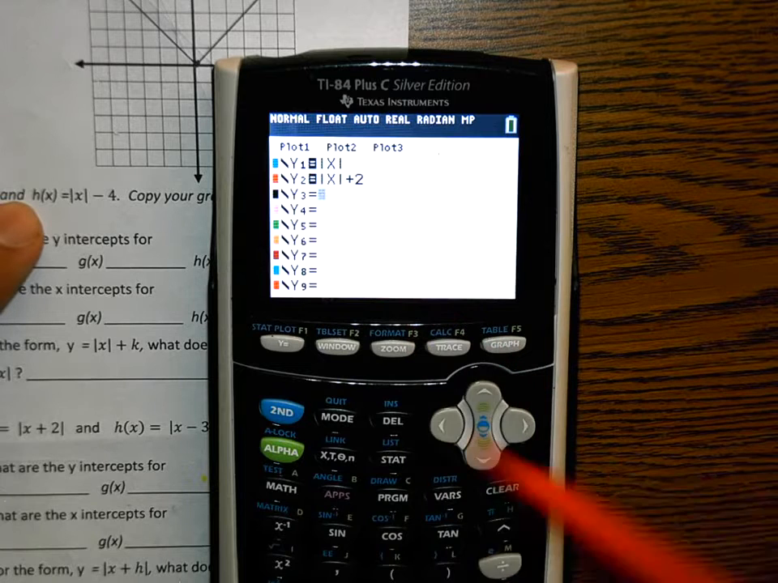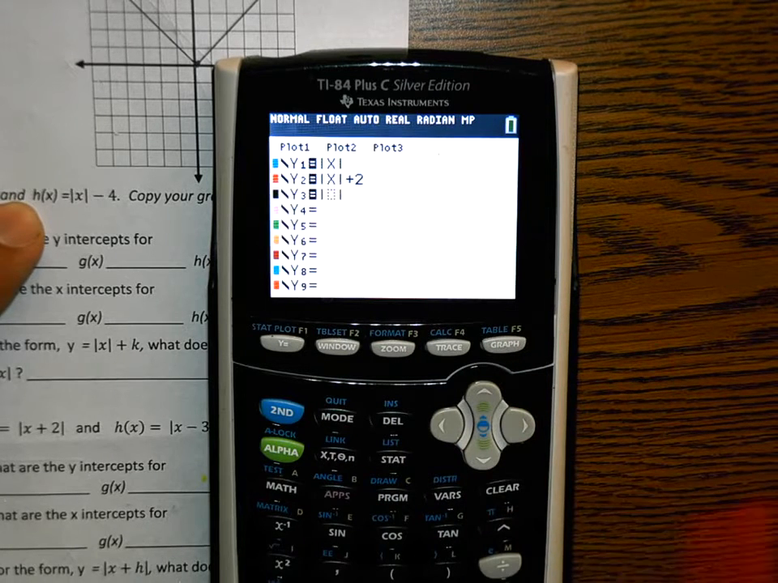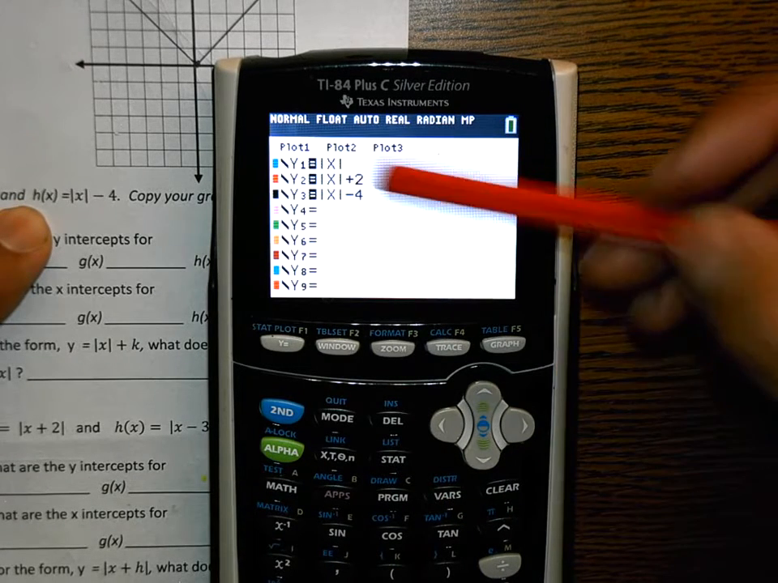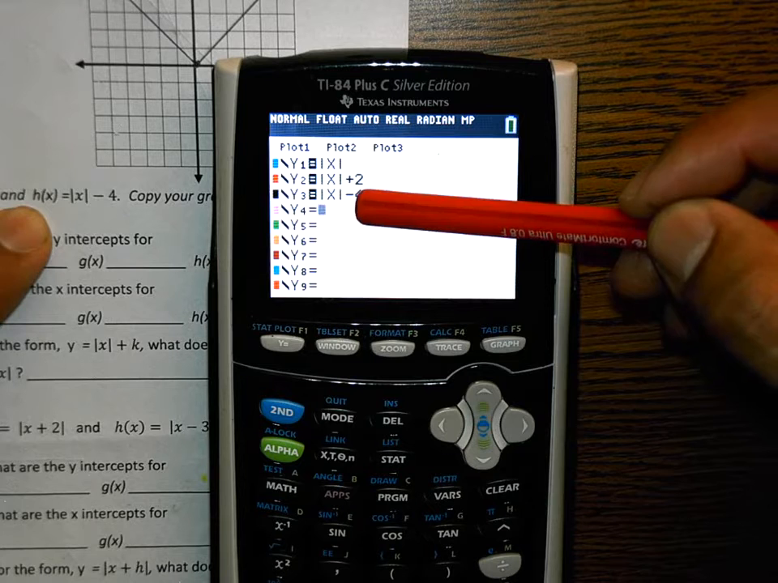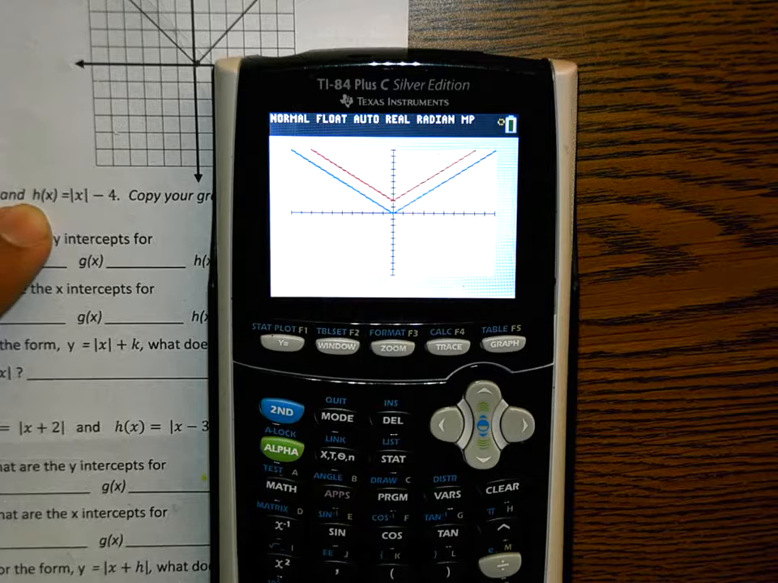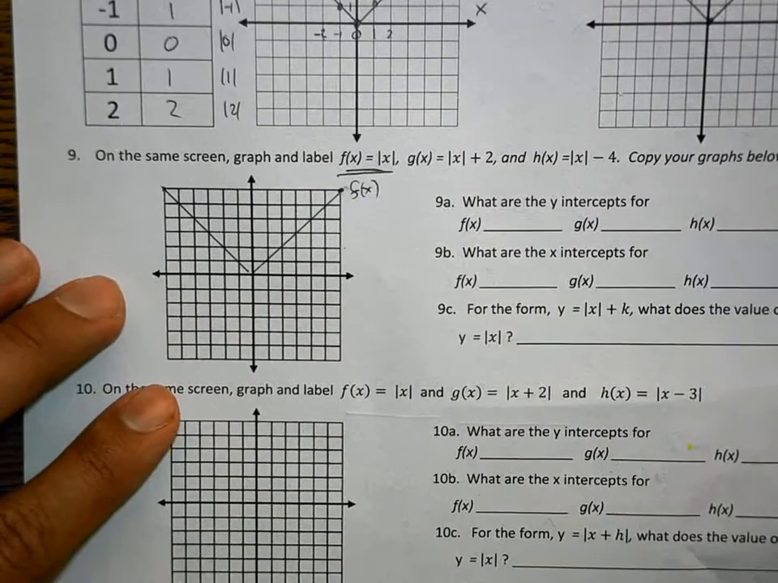And the third one is absolute value of x, outside of parentheses, minus 4. You see how it has the blue one, then the red one, and it's going to graph the last one in black. Here you go. Blue one, red one, black one. Let's copy those graphs for number 9. That was pretty cool.